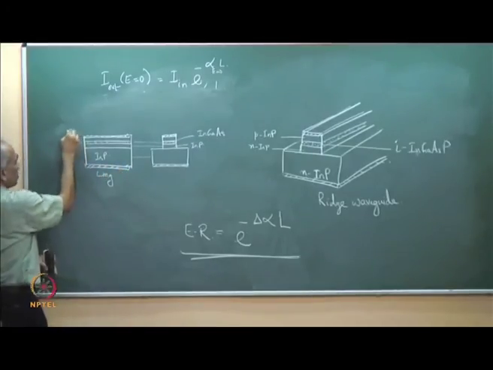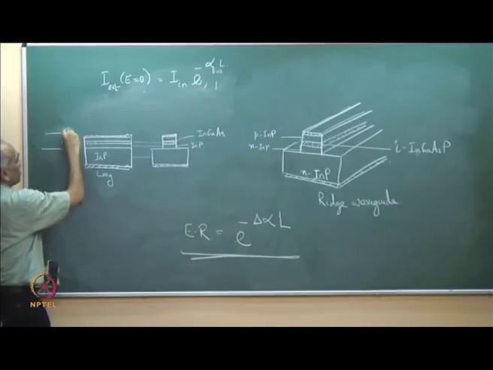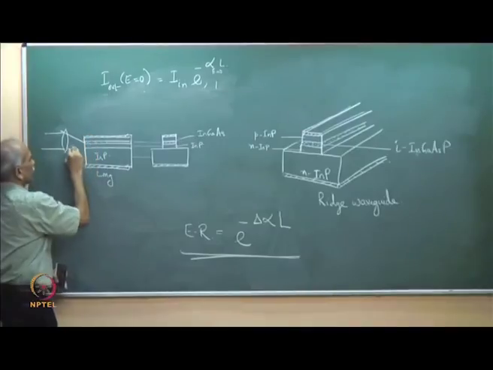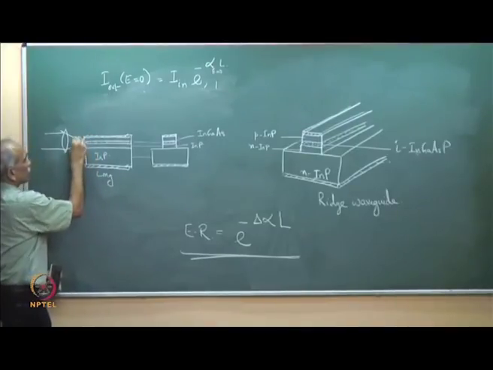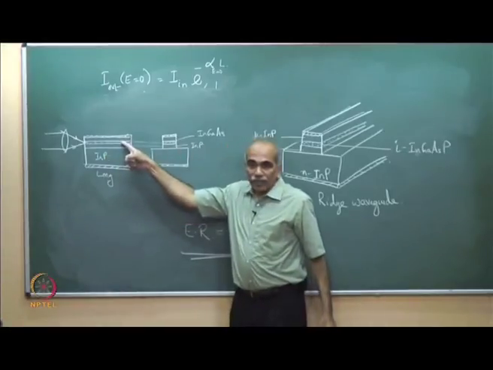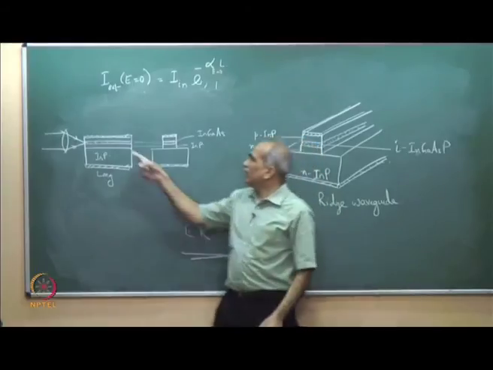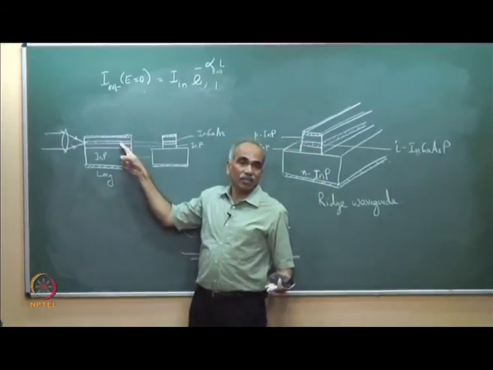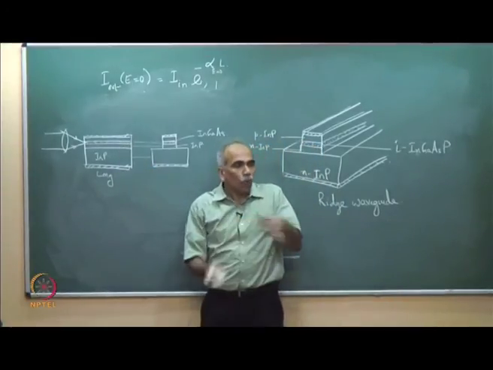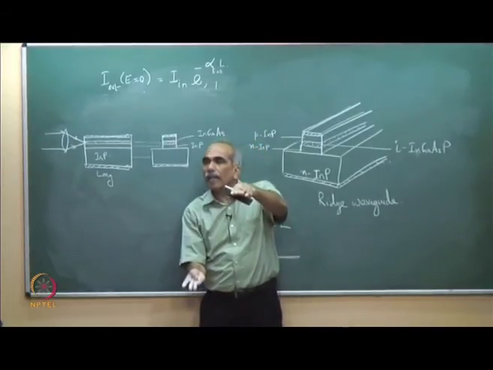Light is launched into this structure. So, let me show a lens and light launched into this structure. This indium gallium arsenide phosphide forms an optical waveguide. What is an optical waveguide? A high index layer sandwiched between two low index materials, the guiding film and cladding.